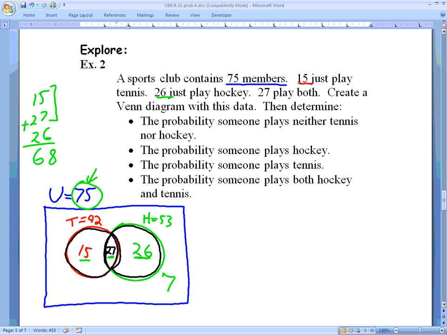The probability someone plays neither tennis nor hockey. We just figured that out. There's 7. Again, we always take our desired outcome, which is 7 out of the total, which was the universe of 75, and our probability would be 7 over 75.